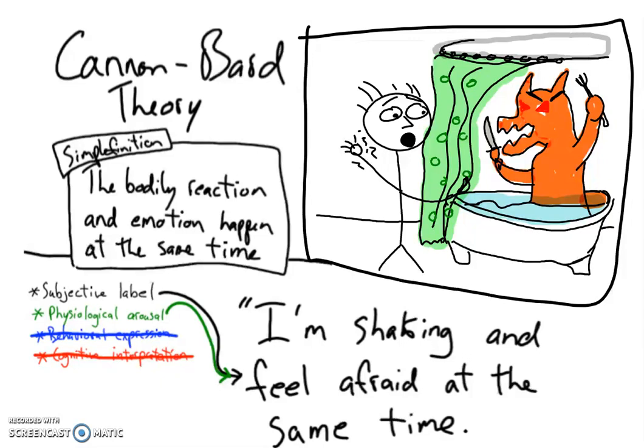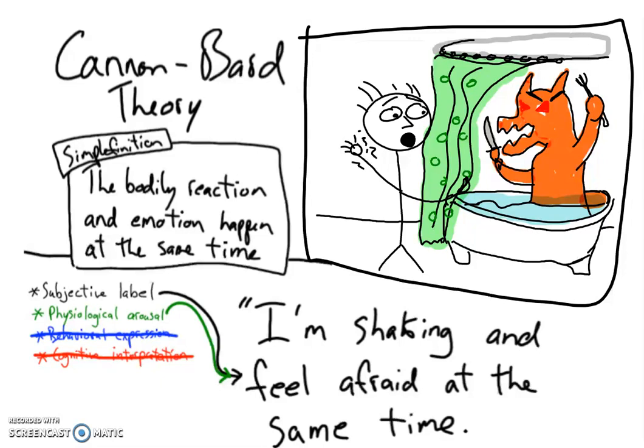They had this idea that the thalamus, the part of the brain that receives the sensory information of the stimuli, sends out that message through the nervous system to the organs, where the physiological arousal would happen, and to the amygdala, the emotional center of our brain, at the same time. So I'm shaking and I feel afraid at the same time. So with Cannon-Bard, keep in mind that it's saying the two things happen at the same time. Still not talking about behavioral expression or about cognitive interpretation at all.